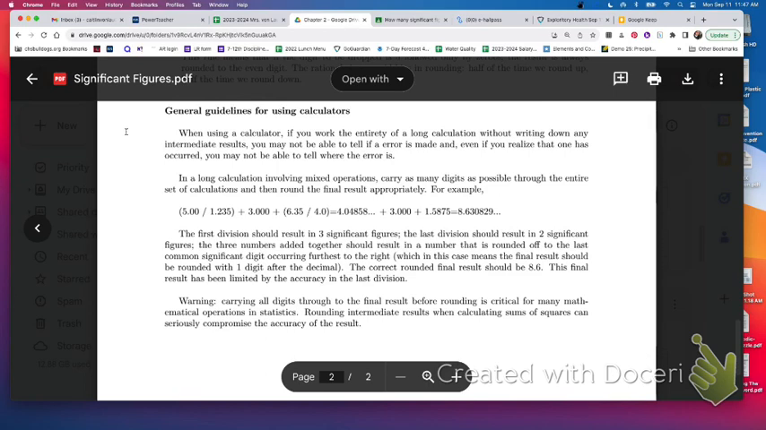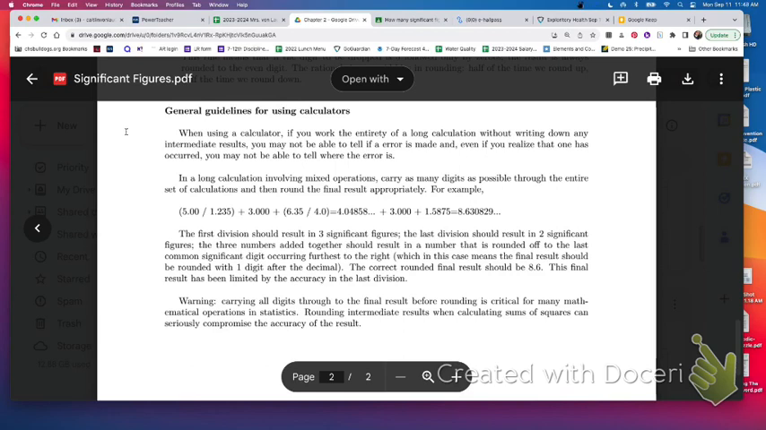So, in a long calculation that involves mixed operations, you want to carry as many digits as possible through the entire set of calculations and then round the final results appropriately. Okay? So, in this first example, the first division should result in 3 significant figures, and the last division that we've done should result in 2 significant figures.